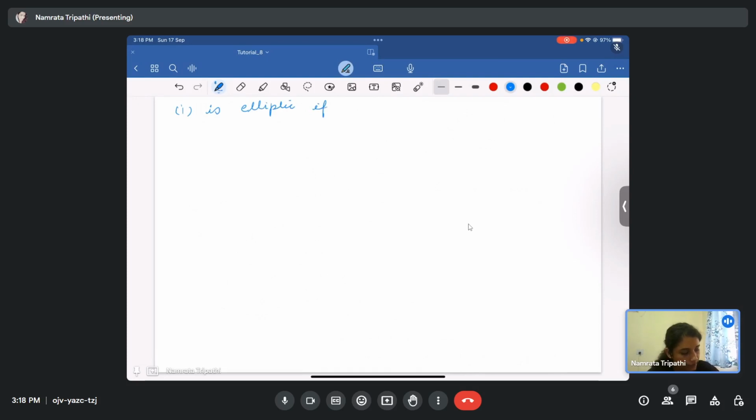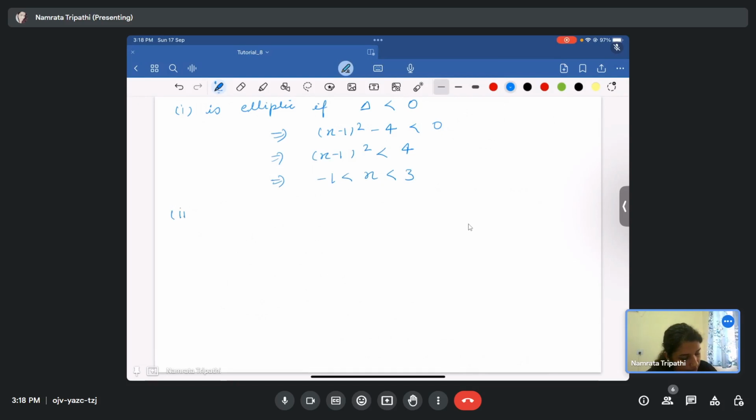What is the condition for elliptic? This should be less than 0. That implies (x minus 1) whole square minus 4 less than 0. That implies (x minus 1) whole square less than 4. That means the value of x between minus 1 to 3 will represent the elliptic condition for the equation.